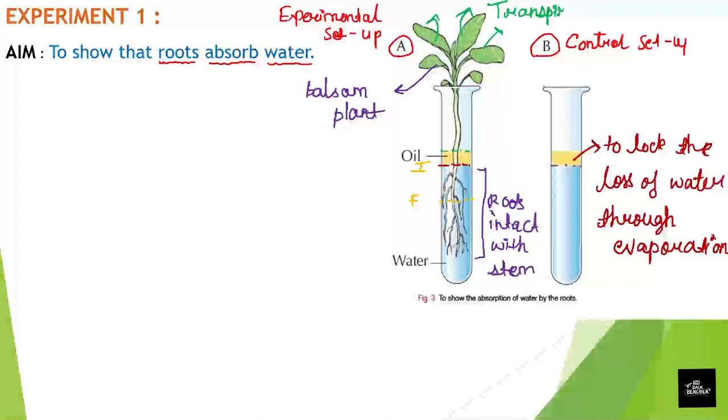So if transpiration is taking place, for transpiration to take place, water is also required for the leaves, right? Water is needed by the plants to be absorbed. Hence, the roots have absorbed water. That helps us to determine that roots actually absorb water in plants.